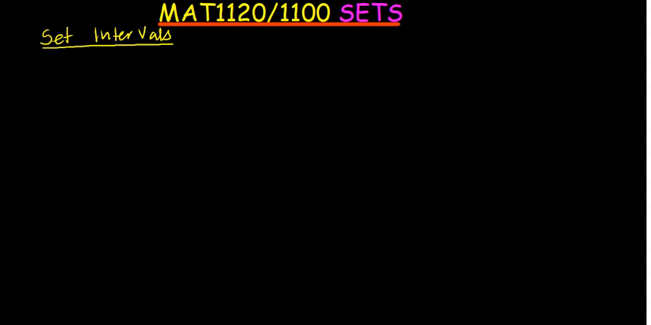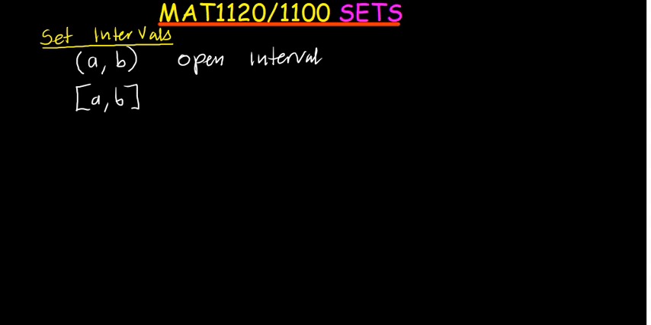Now we have basically four types of intervals. The first one, when you see these brackets, we're going to put a comma b. These are called open intervals. And then we have this a comma b. These are called closed intervals. If you just swap them, that will be a very big mistake you can make.